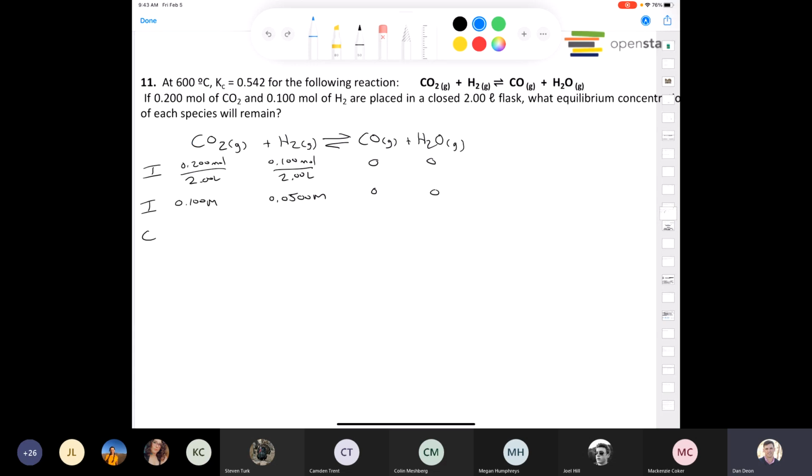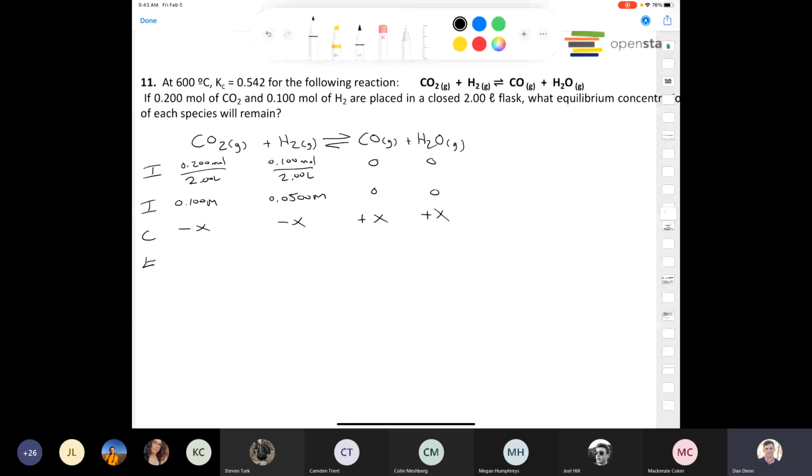Think about it in terms of the equilibria. If I have all of this and none of this, and I have a Kc of 0.542, that means you're going to have to lose x over here, and you're going to have to gain x over here, right? That's going to be our change.